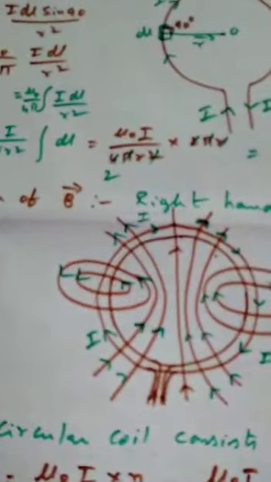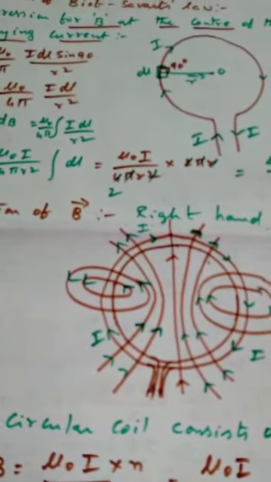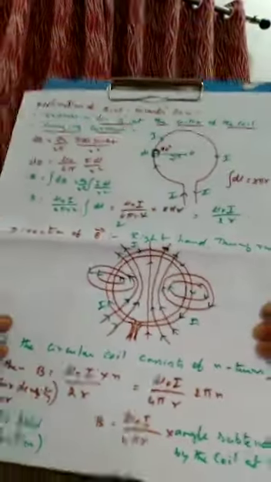So consider a coil carrying current, cut it and connect it to the battery. Then you will understand. Current will enter like this and leave like this. Then what is Biot-Savart's law? dB is equal to mu naught by 4 pi into I dl sin theta by r square. You know it.